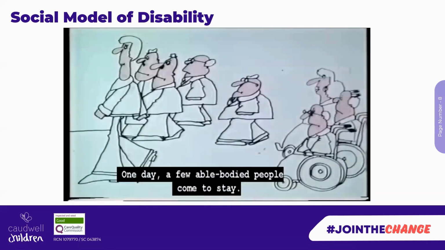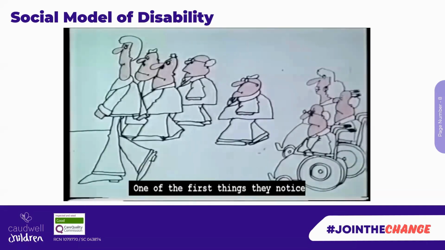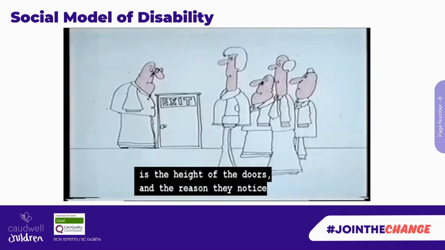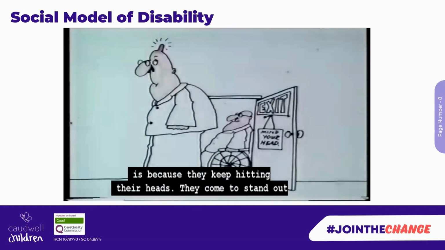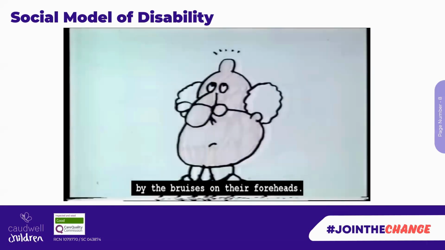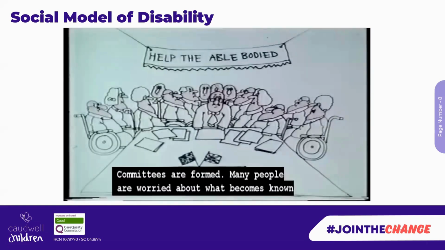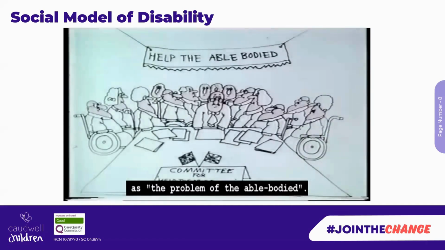One day, a few able-bodied people come to stay. One of the first things they notice is the height of the doors. And the reason they notice is because they keep hitting their heads. They come to stand out by the bruises they carry on their foreheads. Soon doctors, psychiatrists and social workers all become involved. Committees are formed. Many people are worried about what becomes known as the problem of the able-bodied.